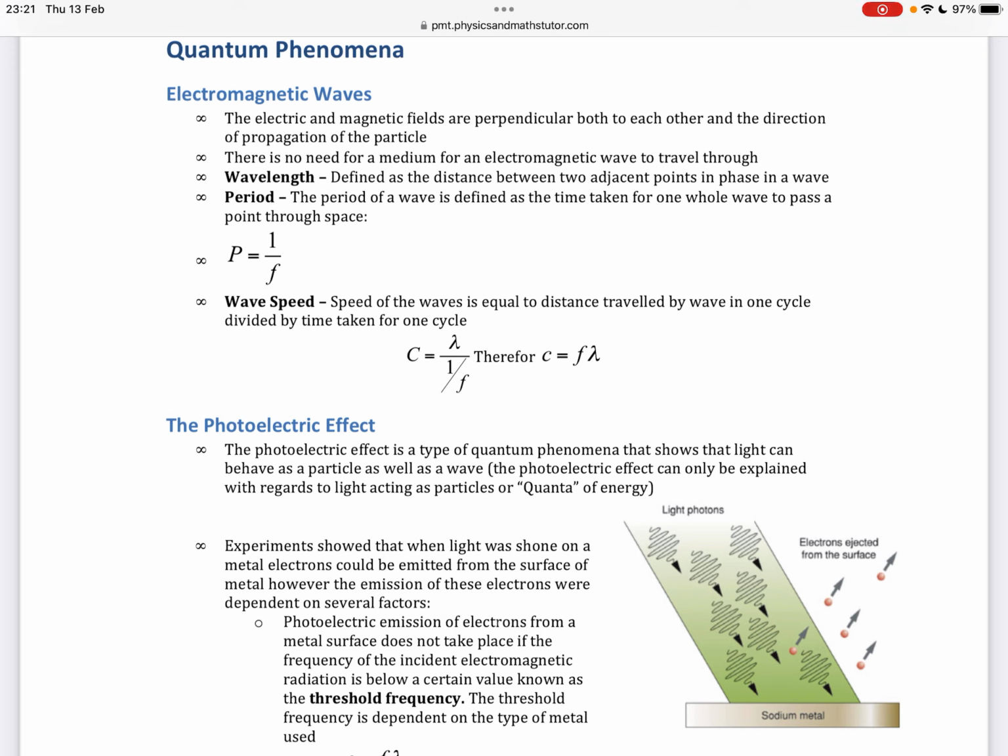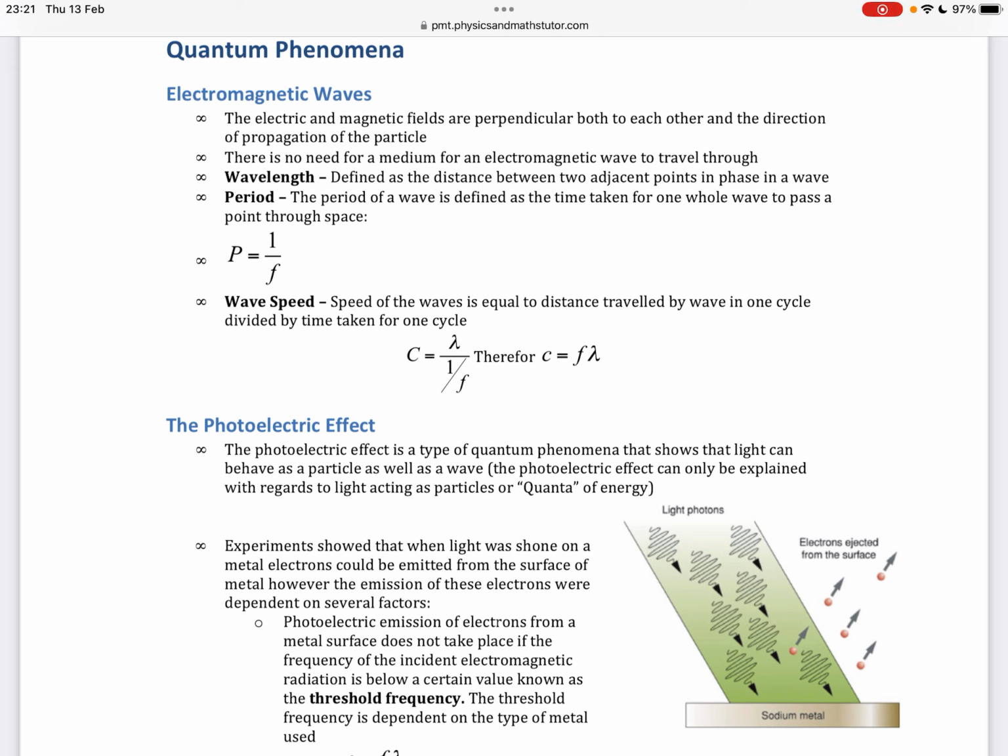Quantum phenomena. Electromagnetic waves. The electric and magnetic fields are perpendicular both to each other and to the direction of propagation of the wave. There is no need for a medium for an electromagnetic wave to travel through. Wavelength is defined as the distance between two adjacent points in phase in a wave. The period of a wave is defined as the time taken for one whole wave to pass a point in space, T equals 1 over f. The wave speed is equal to the distance traveled by the wave in one cycle divided by the time taken. So c is equal to wavelength over 1 over f, which is therefore c equals f times wavelength.